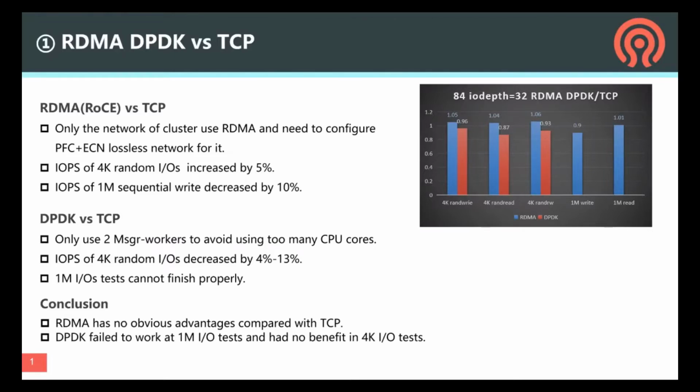When testing 1 megabyte IO, the test cannot finish properly because it has too many slow ops, and using tcpdump, we find it has many retransmissions. So the conclusion is that RDMA has no obvious advantages compared with TCP. DPDK failed to work in the 1 megabyte IO test and has no benefits in 4K IO tests.